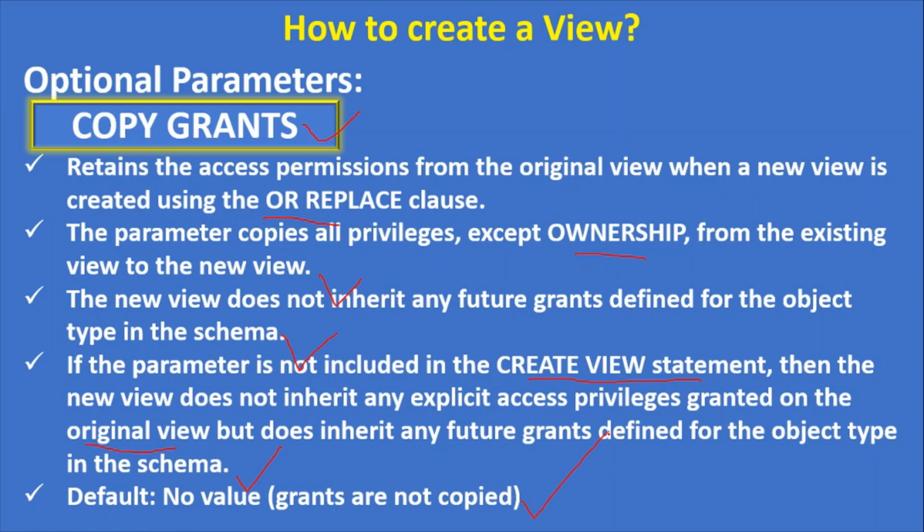Suppose you have a view already created and you have given select privileges to another role, and then again there is some change in that view, so you are going to replace it without copy grants. In that case, it will drop the existing select privilege which has been given to some other role. That is the default no value. So grants are not copied.